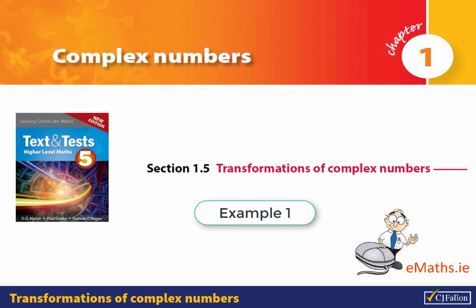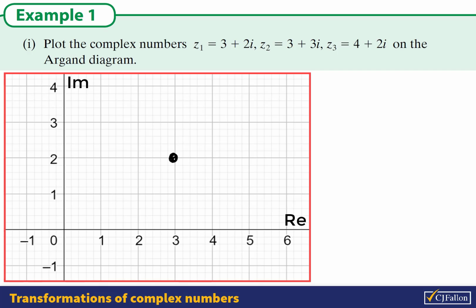Transformations of complex numbers, example 1, involving both multiplication and addition. We're asked to plot Z1, Z2 and Z3 on this Argand diagram. So I'm placing these in the appropriate places, and we'll label them also. So our Z1 is 3 plus 2i, our Z2 is 3 plus 3i, and our Z3 is 4 plus 2i.